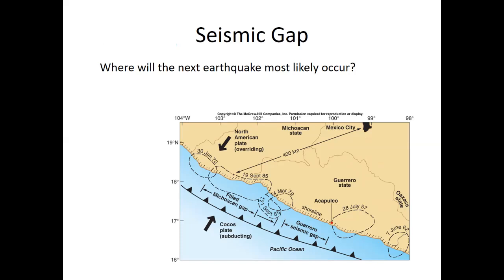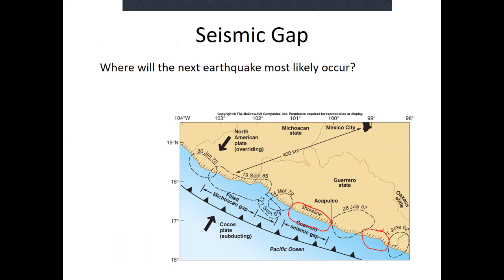Here's the subduction along the west coast of Mexico. And you can see there's some seismic gaps, right? This segment has not ruptured. This segment has not ruptured. Prior to 1985, this was a gap too, the Michoacan gap. But in September 1985, it filled in. That segment of the fault ruptured.